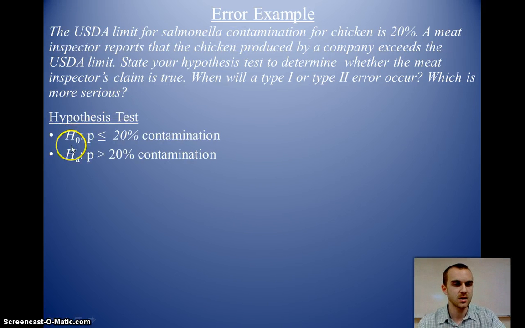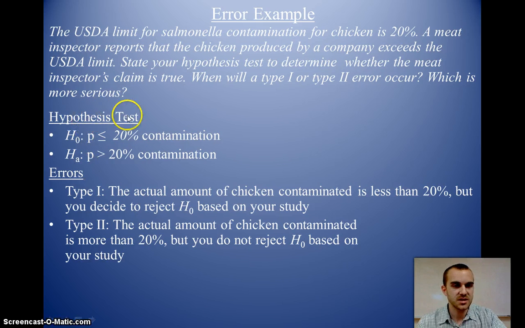That would be my null. Our alternative would be it's over that 20%, greater than 20%. Now, a type 1 error would say that this statement here about the plant is really true, but the sample we got was over that 20%, and it told us to reject that. So this was really true about the plant, but our sample said, nope, get rid of all that chicken.